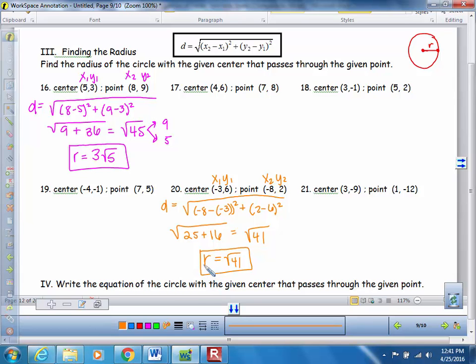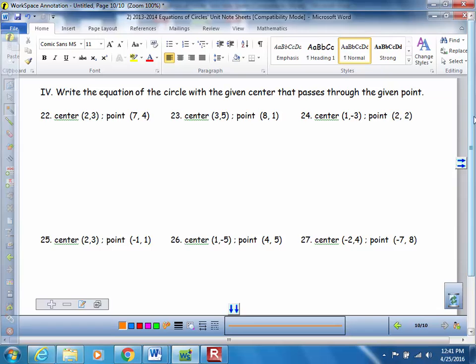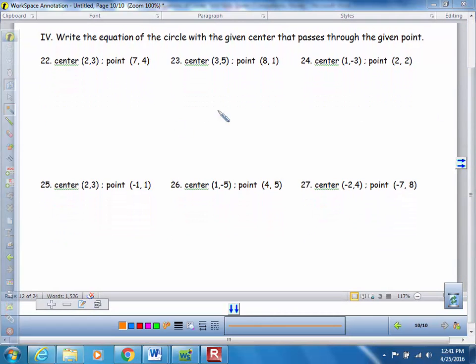Okay, do we need to do another one of those? Are we okay plugging it into the distance formula? Okay, so the last thing that I want to show you today is how to write the equation when you're not given the radius. So we're combining what we just did with writing an equation.